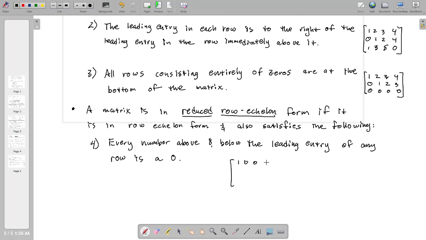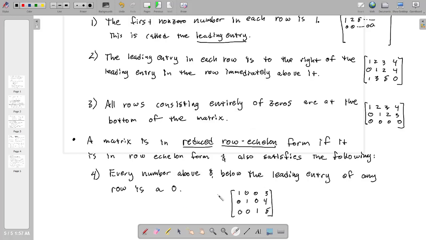1, 0, 0, 3, 0, 1, 0, 4, 0, 0, 1, 5. Something that looks like this. Now, notice that all the leading entries are 1, and above each of these leading entries is zeros. Now, above and below each of the leading entries being 0 is just the fourth property.